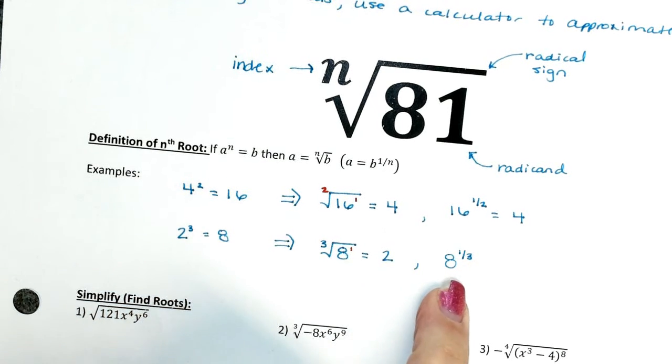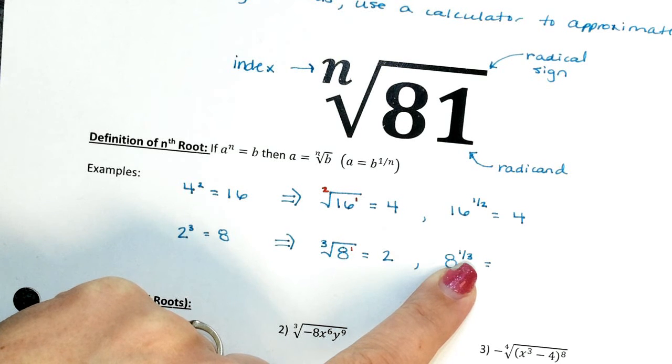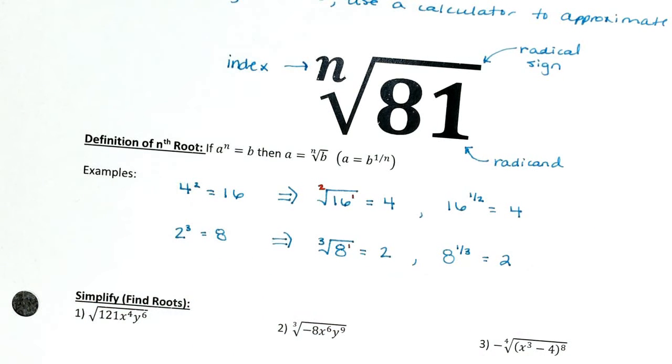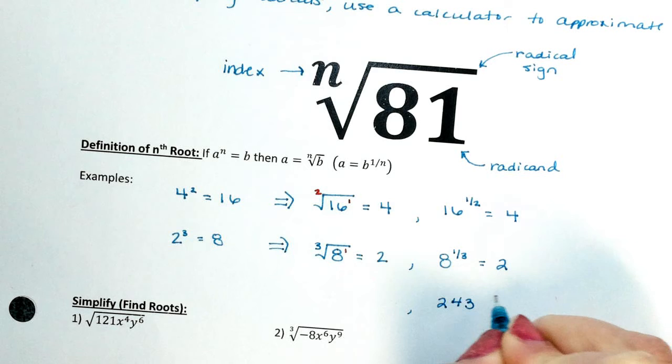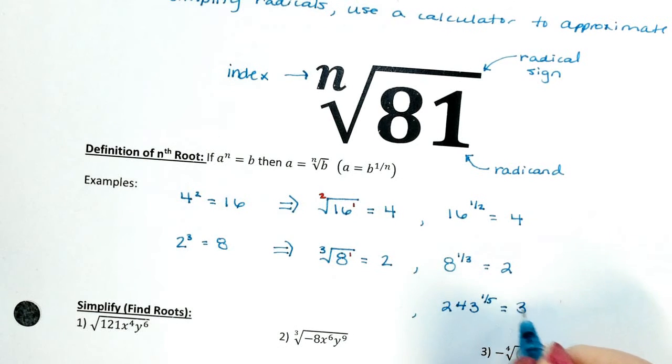Okay, type in your calculator. What is 8 to the 1/3 power? What is 8 to the power of 1/3? 2. Try this next one. Try 243 to the power of 1/5. What is that in your calculator? 3? Anyone else get 3?